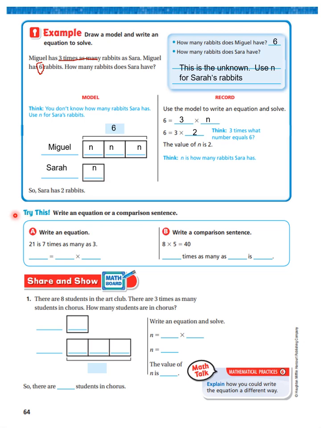All right, it says try this. Write an equation or comparison sentence. Write an equation: 21 is 7 times as many as 3. So here's what we do. 21 is 7 times as many as 3. 7 times 3. Now, it says, write a comparison sentence. 8 times 5 equals 40. So we would say 8 times as many as 5 is 40.